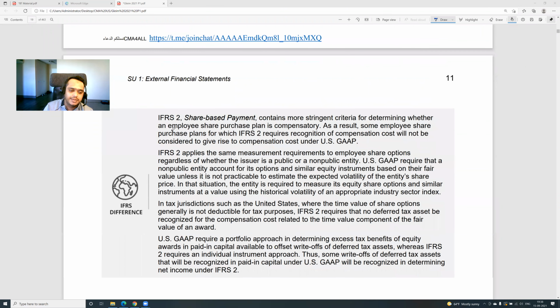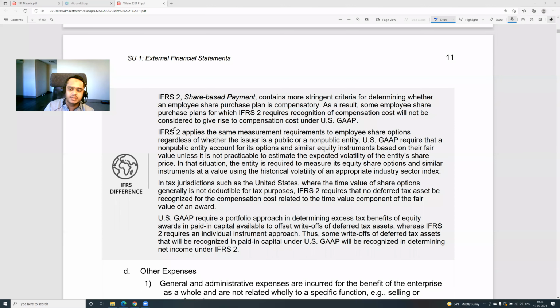Now comes US GAAP and IFRS difference, which we need to learn point by point. Why? Because this is given by the law directly. IFRS 2, which is nothing but share-based payment, contains more stringent criteria for determining whether an employee share purchase plan is compensatory. As a result, some employee share purchase plans for which IFRS 2 requires recognition of compensation cost will not be considered to give rise to compensation cost under US GAAP.